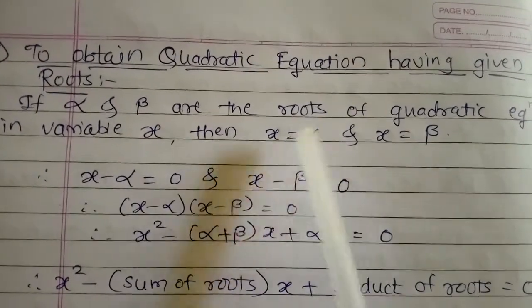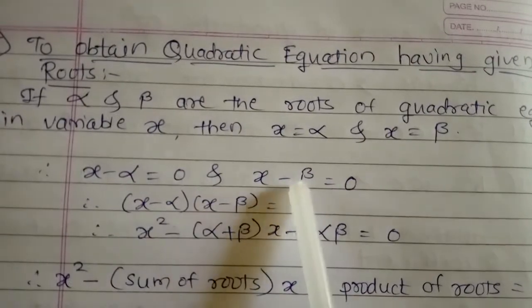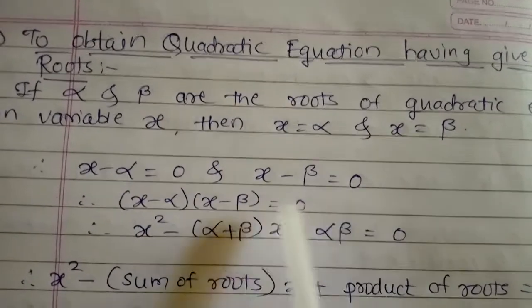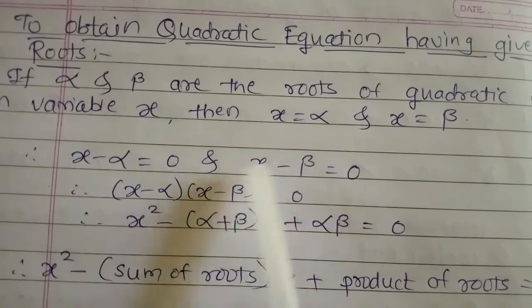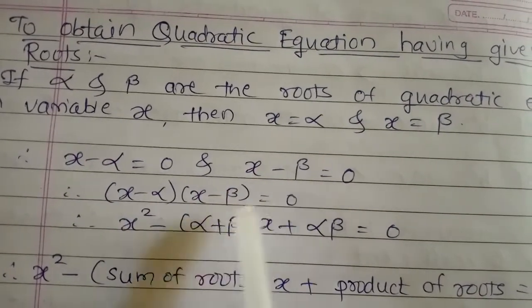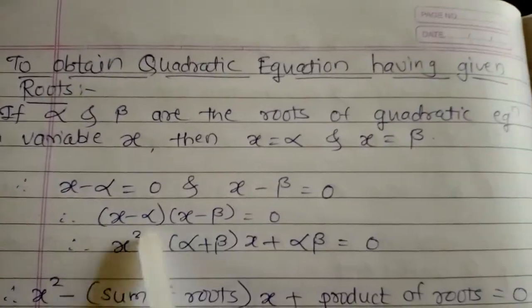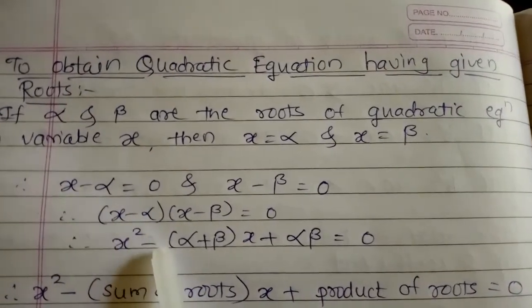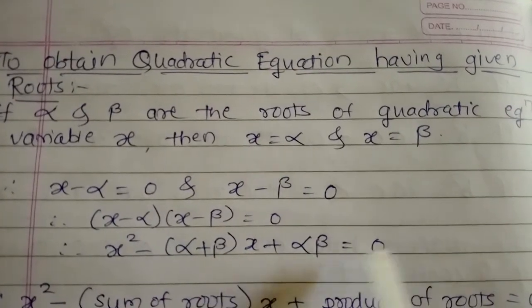Now take this alpha and beta to the left side, so we'll get x minus alpha is equals to 0 and x minus beta is equals to 0. Now we're taking the product of these two, that is x minus alpha and x minus beta is equals to 0, and by taking the product of these two brackets, we'll get x square minus in bracket alpha plus beta into x plus alpha into beta.